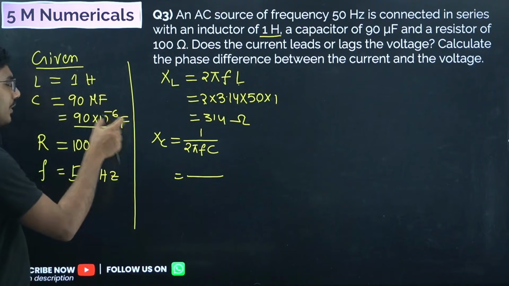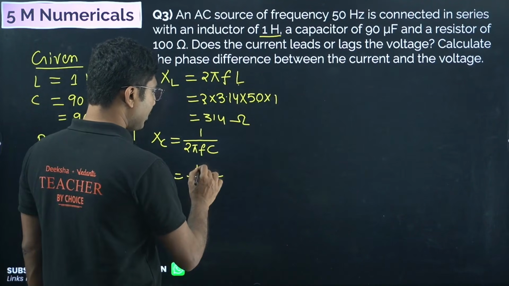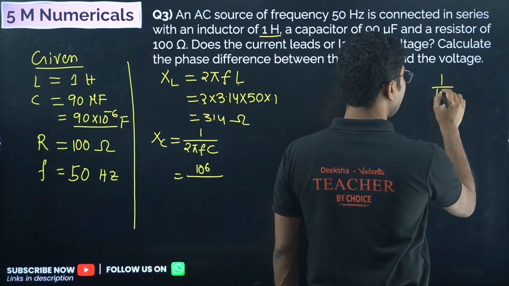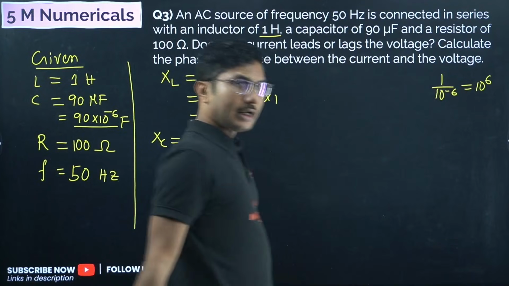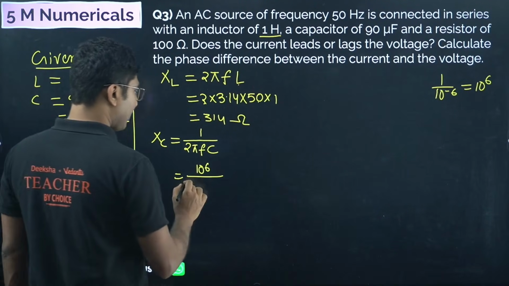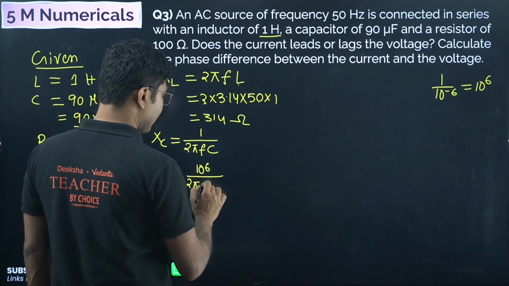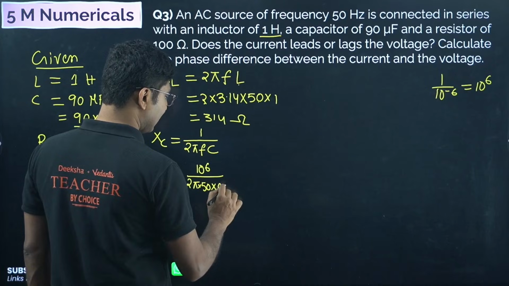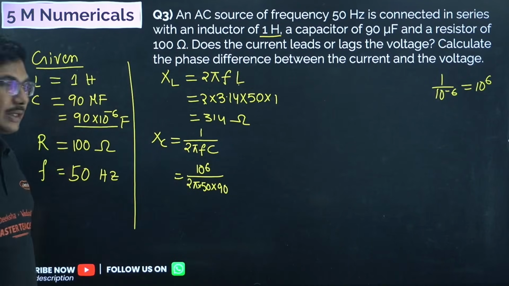Okay, so division of 10 to the power of minus 6 means you can write 10 to the power of plus 6 in the top, right? So 1 upon 10 to the power of minus 6 equals 10 to the power of 6, right? So this trick we will use to save some time. What about other terms? Other terms will remain as they are. So 2 pi F is 50 and C is 90. Okay, so this 10 to the power of minus 6 term goes up and becomes plus.